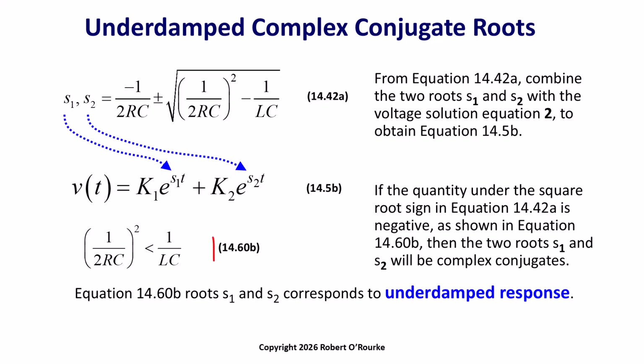Equation 14.60b gives the criteria for the underdamped response case. When equation 14.60 is true, the quantity under the square root sign in equation 14.42a is negative, resulting in complex conjugate roots indicative of the decaying oscillatory natural response behavior.